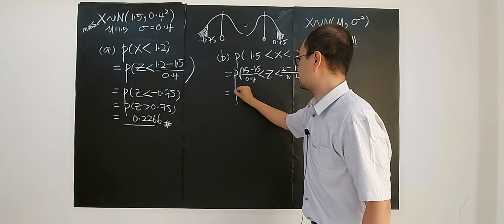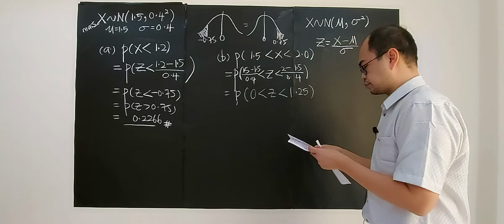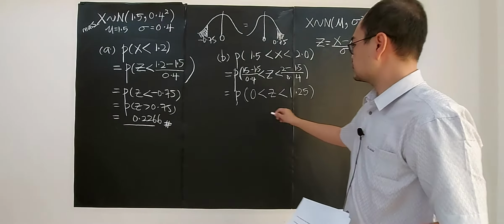So the value of Z is between 0 up to 1.25, right? As you can, using the statistical table for this. Before using the statistical table, you must know the distribution, right? The score Z here is from 0 up to 1.25.